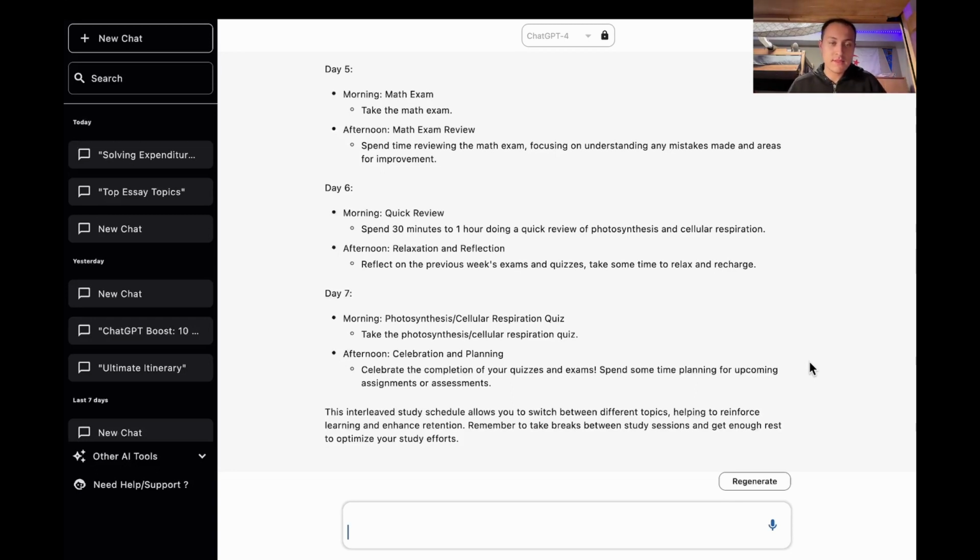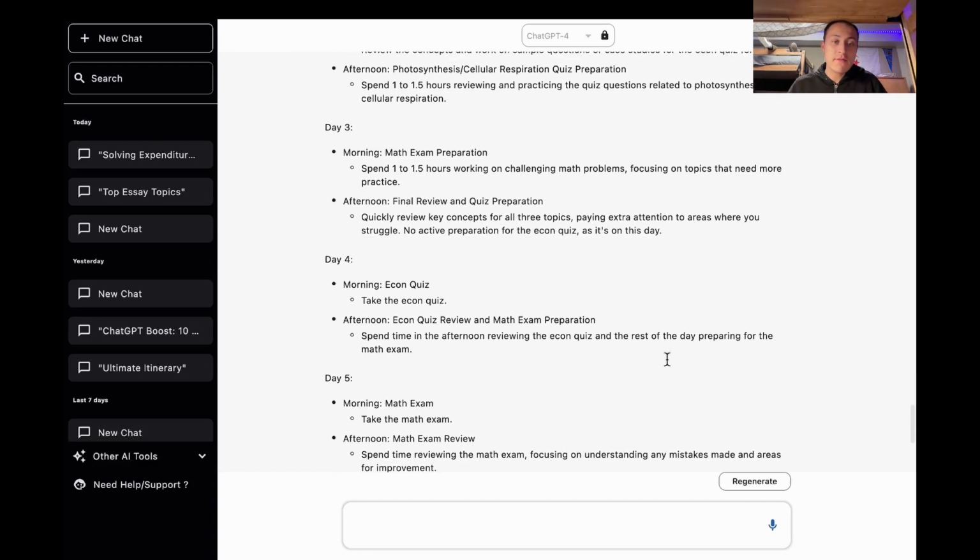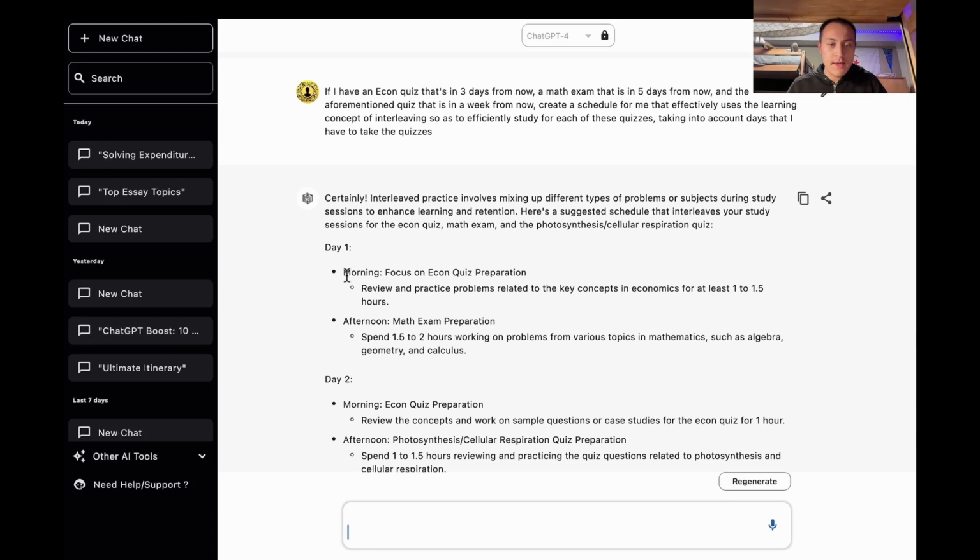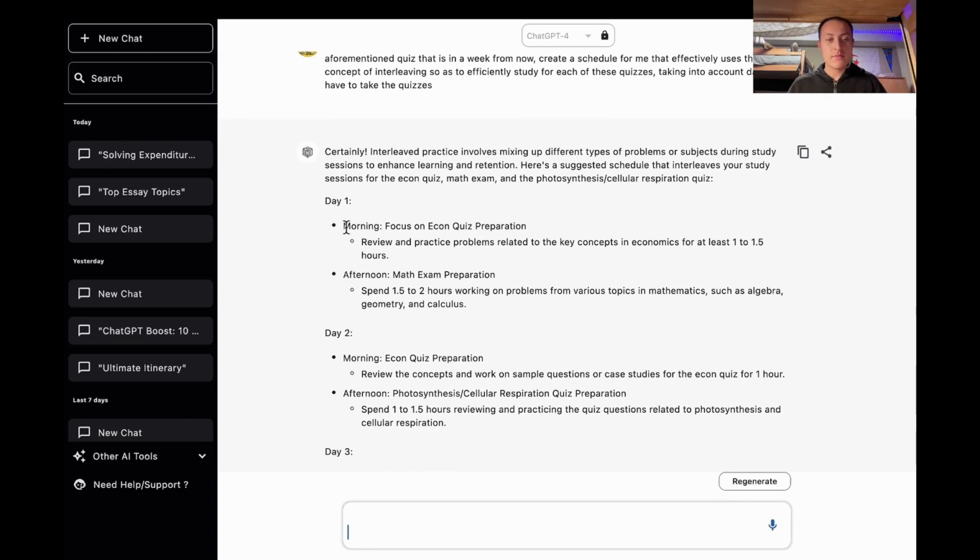So that's just briefly what interleaving is. So what we have here is a schedule for how to implement interleaving.